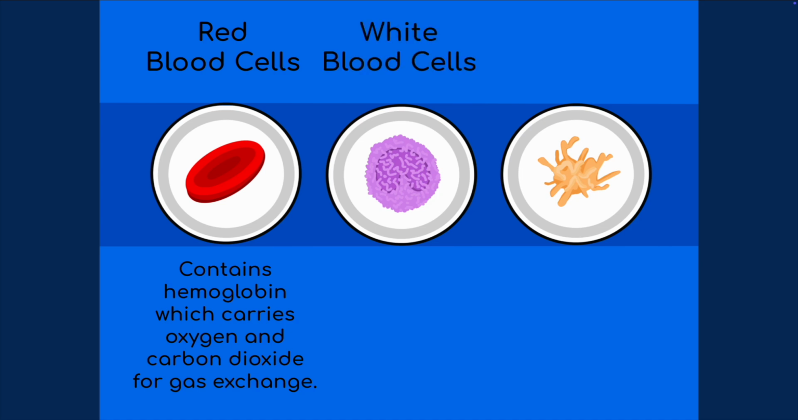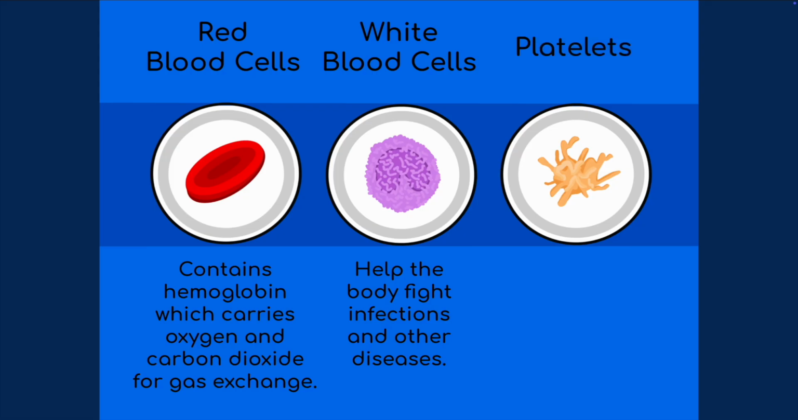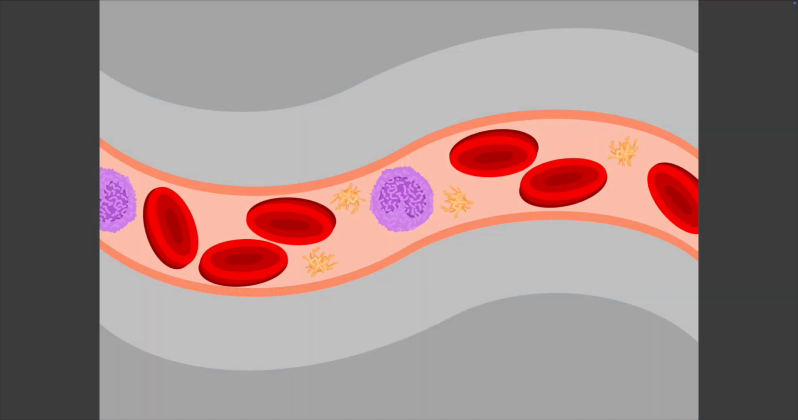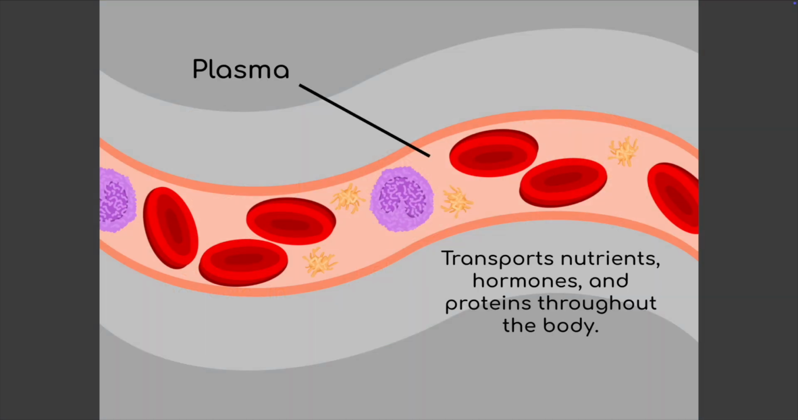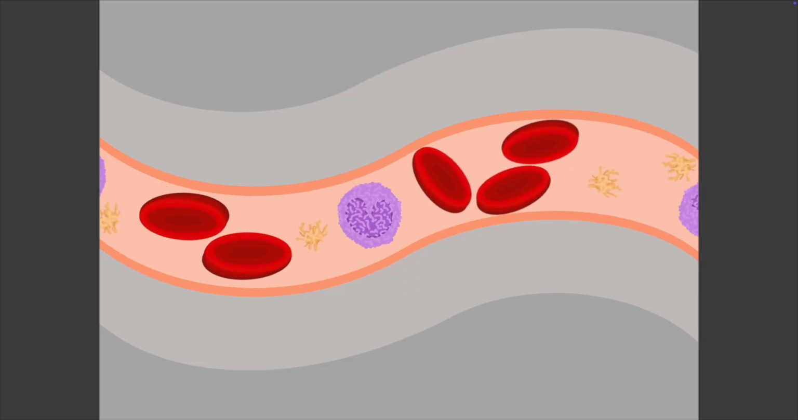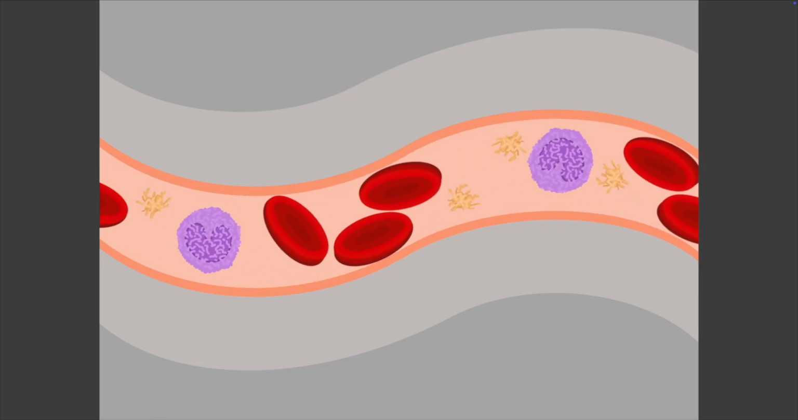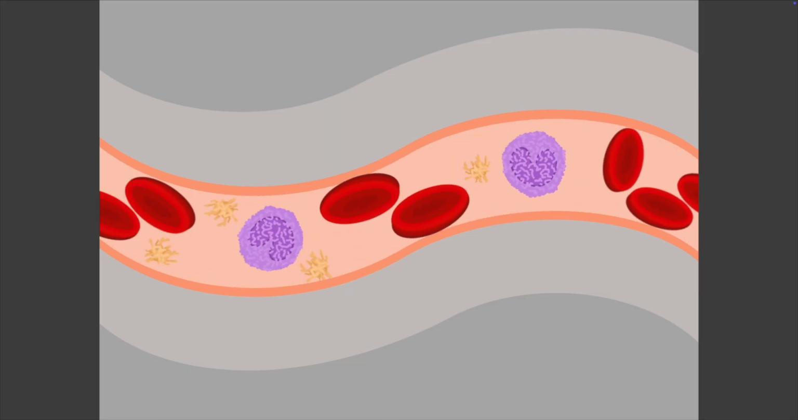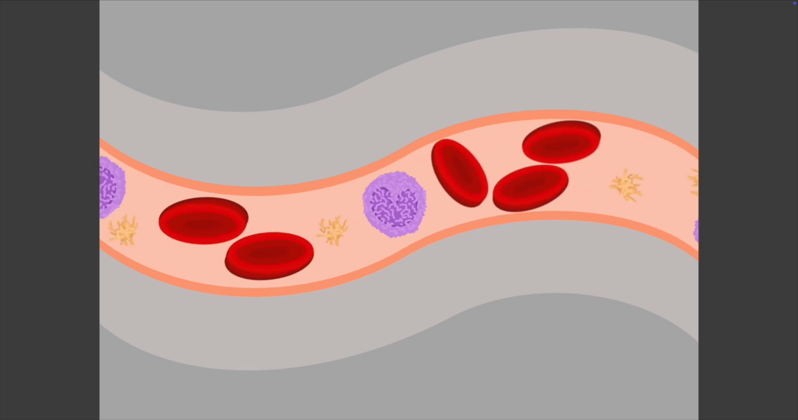White blood cells help the body fight infection and other diseases. Platelets prevent and stop bleeding in the case of an injury. The fourth and last main component of blood is plasma. Plasma transports nutrients, hormones, and proteins throughout the body. As you can see, the cardiovascular system is a complex system that provides blood supply throughout the body. Composed of the heart, arteries, veins, and capillaries, this system is a vital component of our survival.